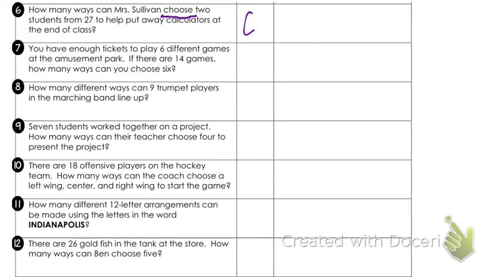All right, let's go to number 7 here. Do you know what the answer to number 6 was? The answer was 351. No, 702. You forgot the extra 2 factorial there, because it's a combination, not a permutation.